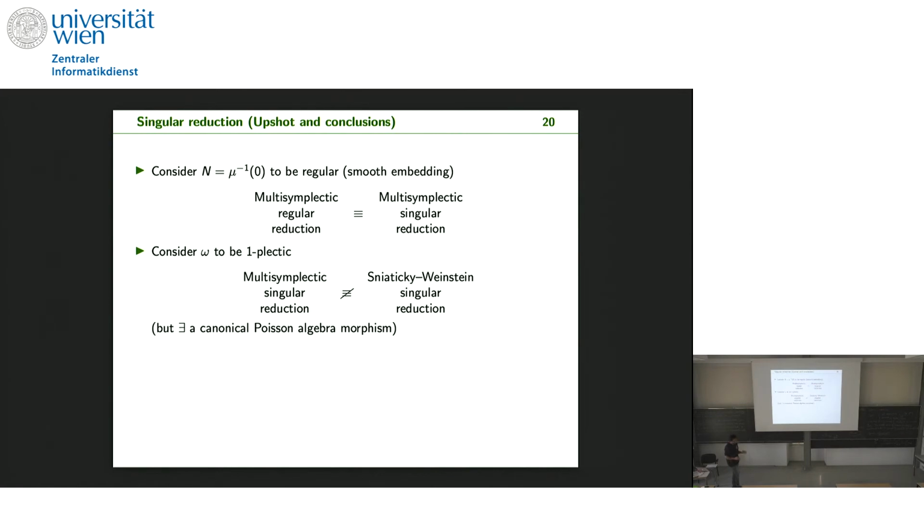And, well, I gave you a recipe for n-plectic manifolds. It's natural to ask what it means in the one-plectic case, so in the symplectic case. And it can be proved that the multisymplectic singular reduction in the one-plectic case does not give you the Sjamaar-Lerman singular reduction, the reduction I gave you before. But this is not bad, because there exists a canonical Poisson algebra morphism between these two. So in other terms, what I gave you in the multisymplectic setting gives you something that is also new in the symplectic setting.